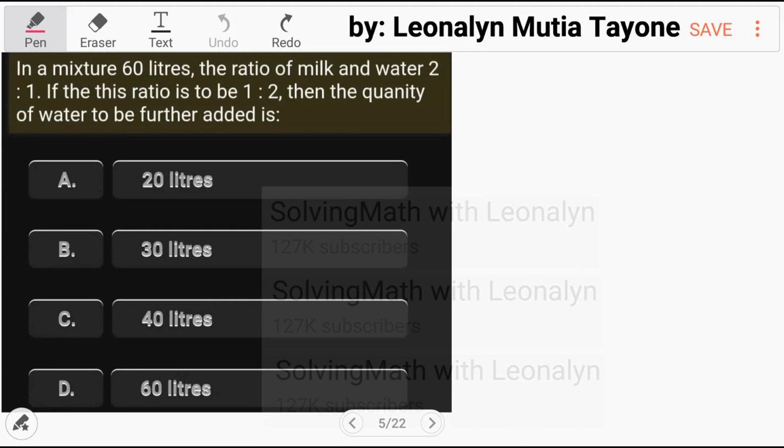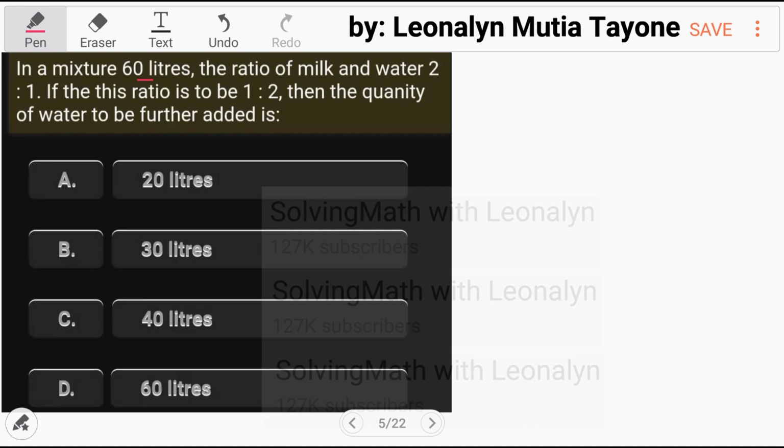Continuation sa ating ratio and proportion. Dito na tayo sa number 5. Ito na yung sinasabi ko sa previous na video na maraming nagkakamali nito. At ilalagay ko yung link sa description ng videong ito. Basahin muna natin yung problem.